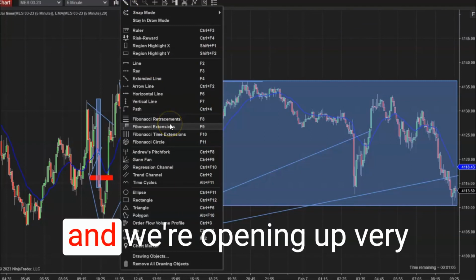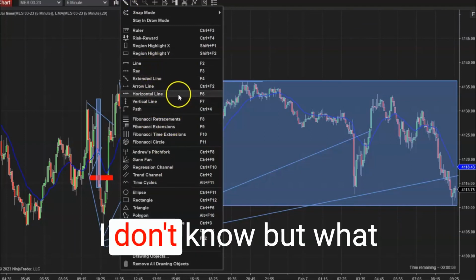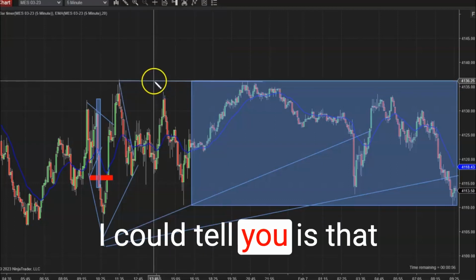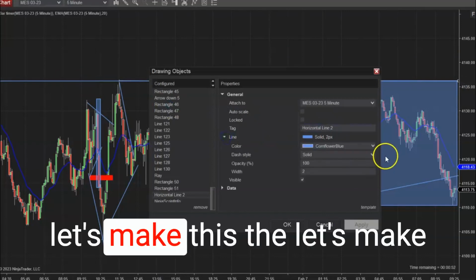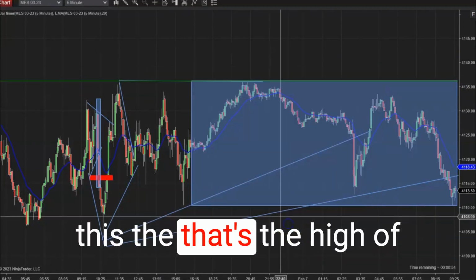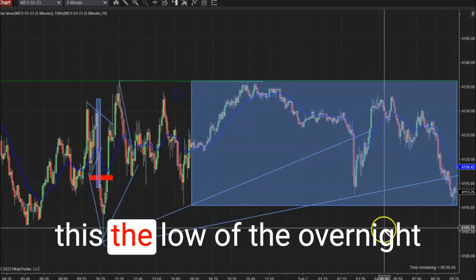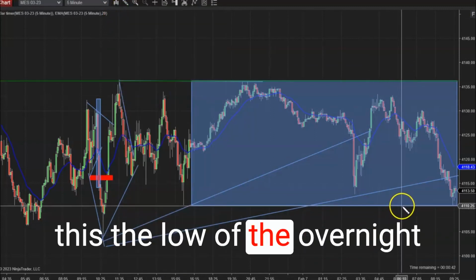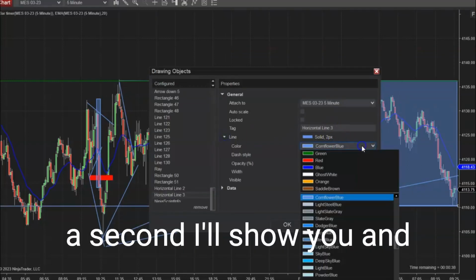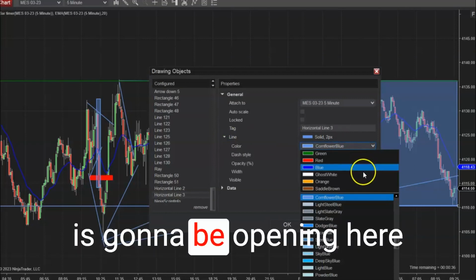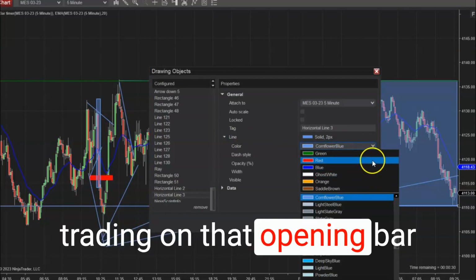So we're opening up very close to the low. So what does that mean exactly? I don't know. But let's make this the high of the overnight, and let's make this the low of the overnight, because we're going to get rid of some of this stuff in just a second. I'll show you. And as you can tell, the market is going to be opening here, and I am not going to be trading on that opening bar.